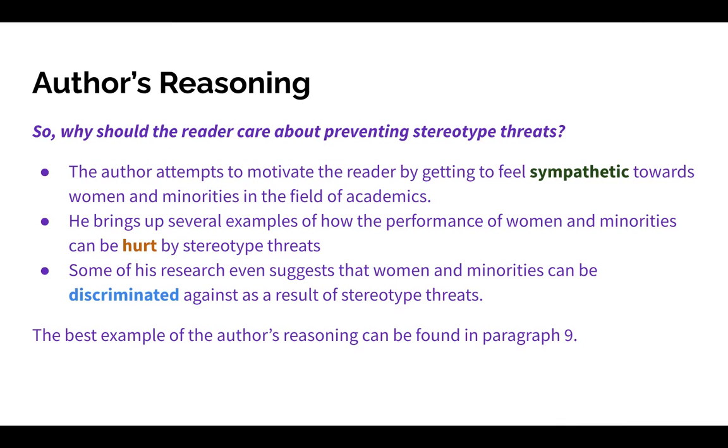So what reasons does the author give us for why we should care about eliminating stereotype threats? The author attempts to motivate us by getting us to feel sympathetic towards women and minorities in the field of academics. He brings up several examples of how the performance of women and minorities are hurt by stereotype threats. And some of his research even suggests that women and minorities can be discriminated against as a result of stereotype threats. But the best example of the author's reasoning can be found in paragraph 9.